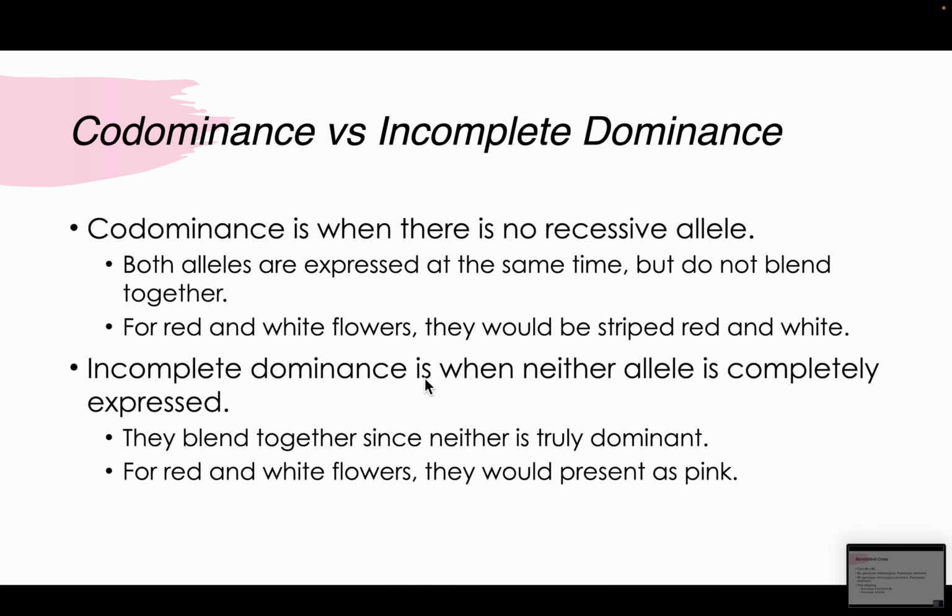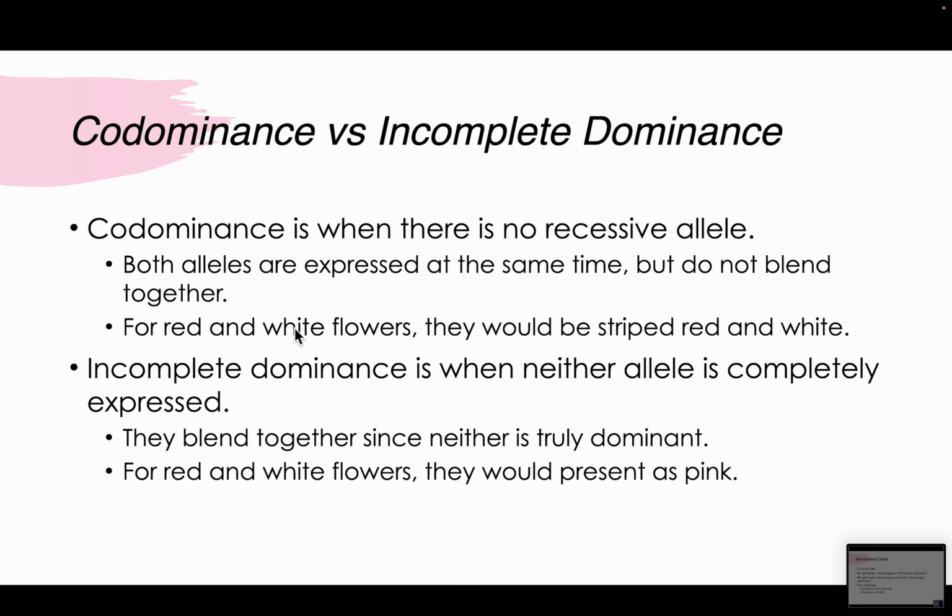Incomplete dominance is when neither allele is completely expressed. It's kind of like when you put two passive people in one room, they can't really come to a good decision, so they just kind of blend together. So neither is truly dominant, but we still write it as a dominant. So for red and white flowers, they would present as pink, because red and white is pink.